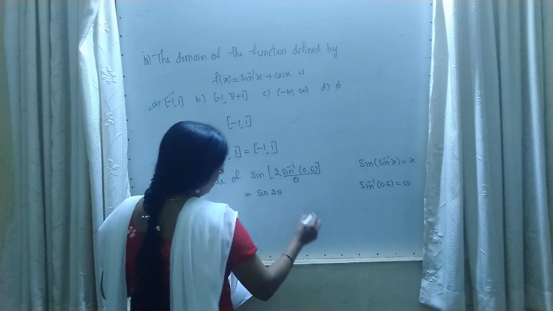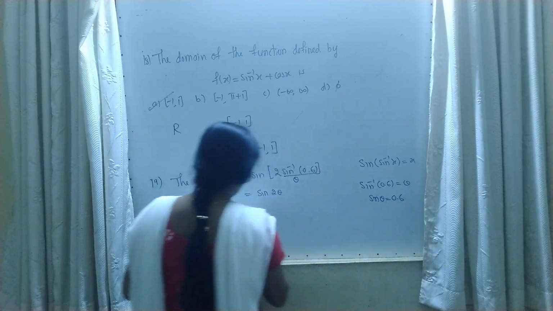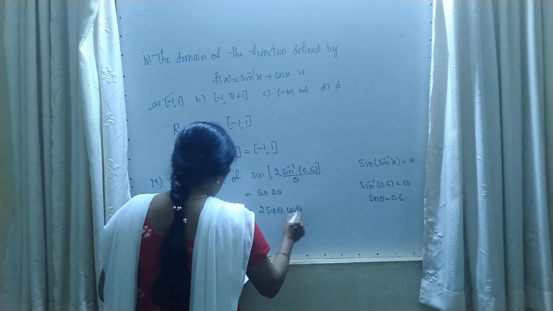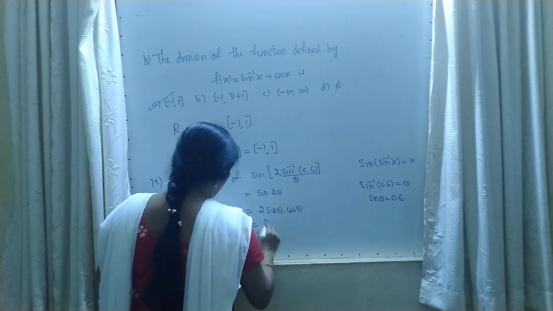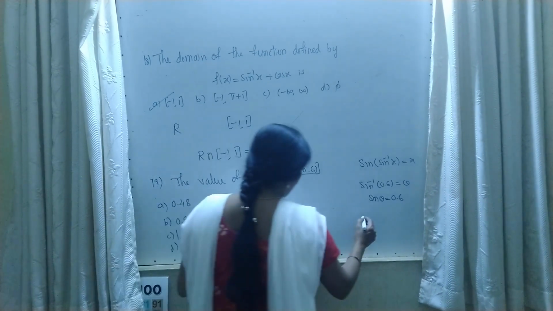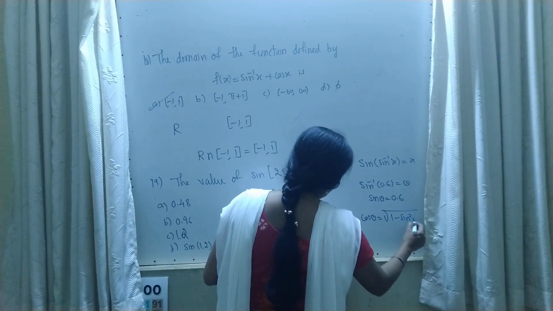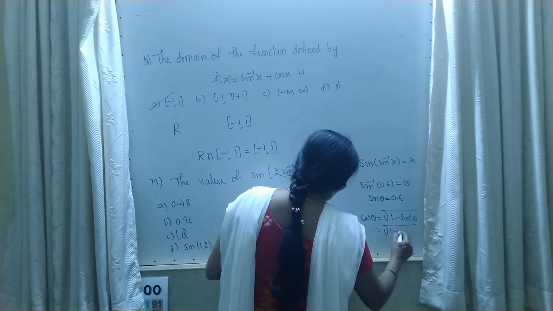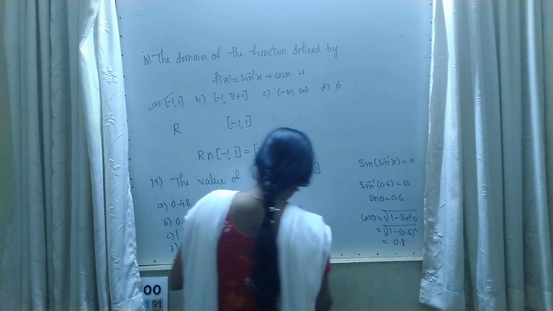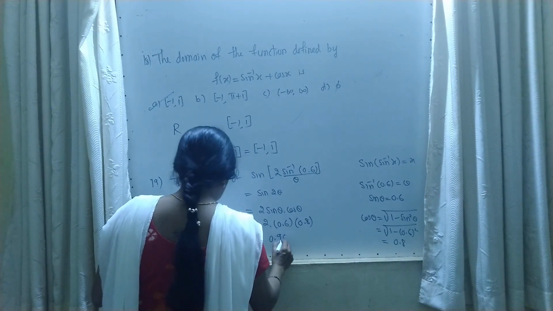So sine 2 theta. What is sine theta here? Sine theta is 0.6. Sine 2 theta is 2 sine theta into cos theta. So 2 sine theta, where sine theta is 0.6. How do you calculate cos theta? Cos theta is equal to root of 1 minus sine square theta. That is the root of 1 minus 0.6 whole square. Simplify that, you will get 0.8. Multiply this, you will get 0.96.